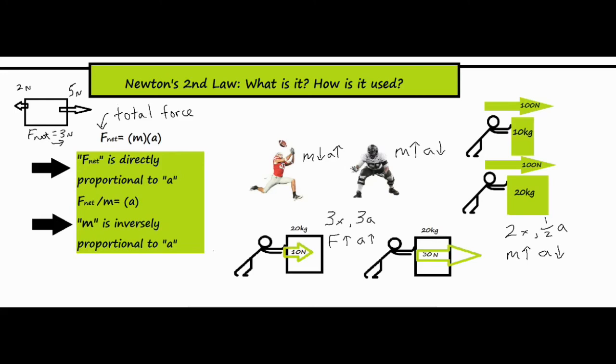So there's a lot of different applications that you could use this with. You can use it with cars, you can use it with athletes, you can use it in simple situations as we stated before. But Newton's second law is basically the application of this formula, net force equals mass times acceleration, and using both of these relationships within it to solve for different scenarios. I hope that was helpful in helping you understand Newton's second law.